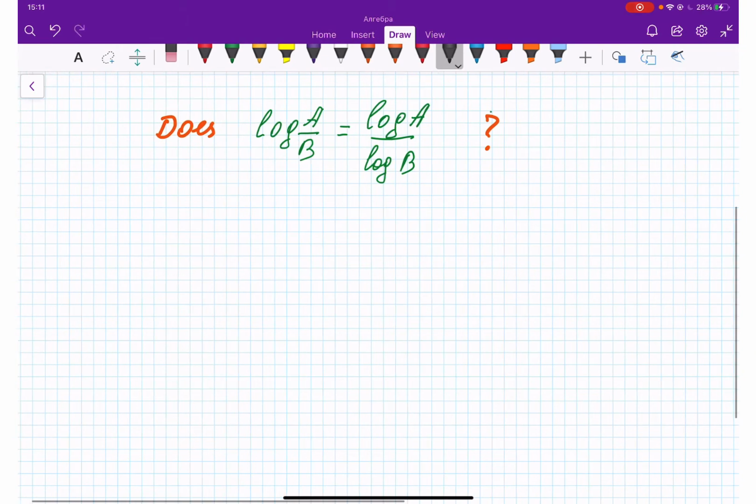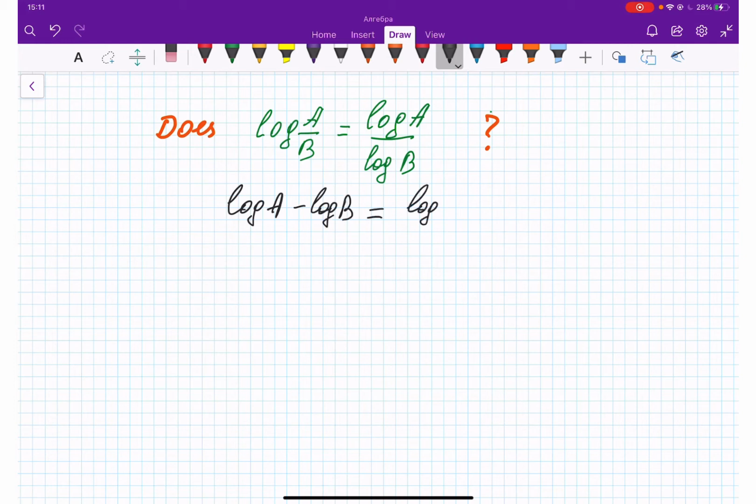Okay, we are going to figure out if the log of a quotient is equal to the quotient of logs. So let's check whether the logarithm of a over b is equal to log a over log b. Let's do some simplification. Based on the property, log of a over b equals log a minus log b, right? And that is equal to log a over log b.